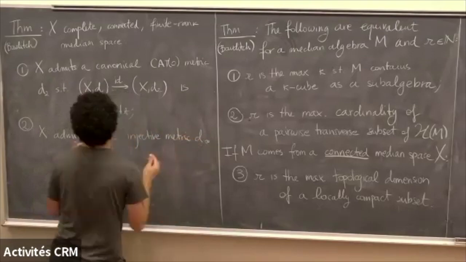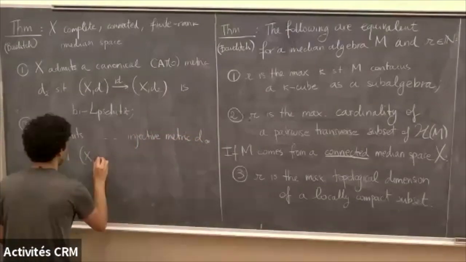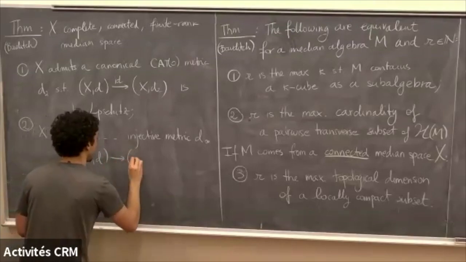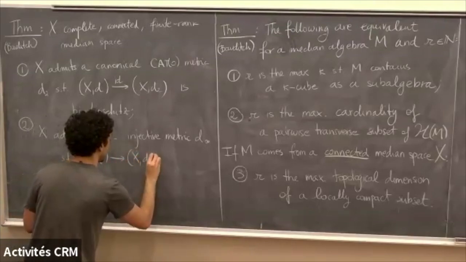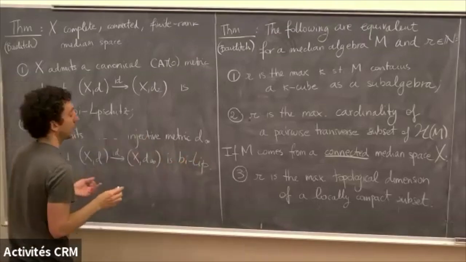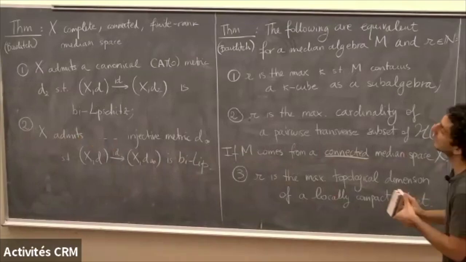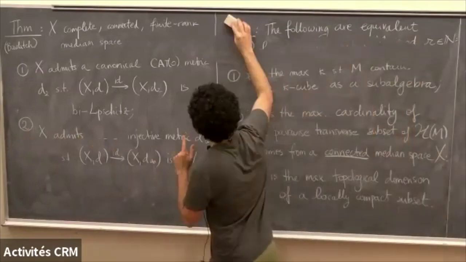The infinity, such that, again, the identity is bi-Lipschitz. So again, what's the idea of the proof? Oh yeah, what do I mean by canonical first?